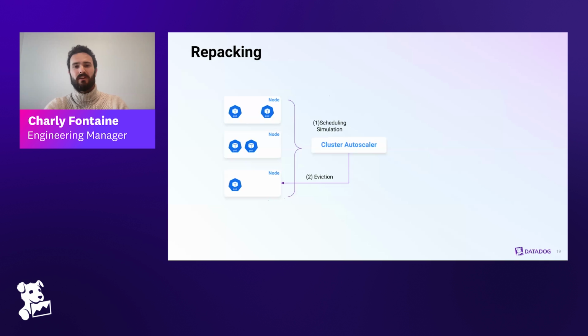Now, the last feature available I want to discuss today is repacking. In the cluster autoscaler, you can configure a utilization threshold for a node. If the usage is below that threshold, the cluster autoscaler will start doing rescheduling simulations. And if it finds that the pod that is running on the underused machine can run elsewhere without scaling up, then it starts evicting the pods, and the node, which was underutilized, ends up being empty and therefore scaled down.